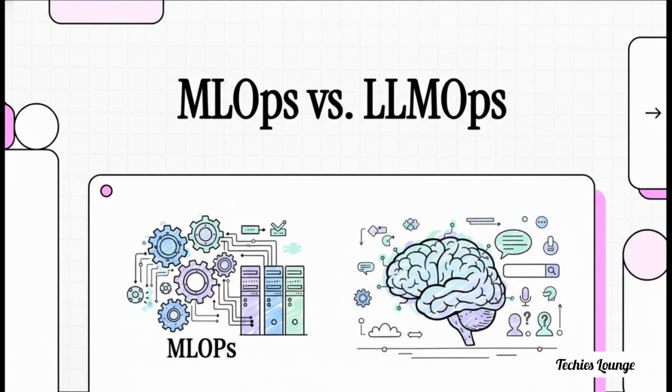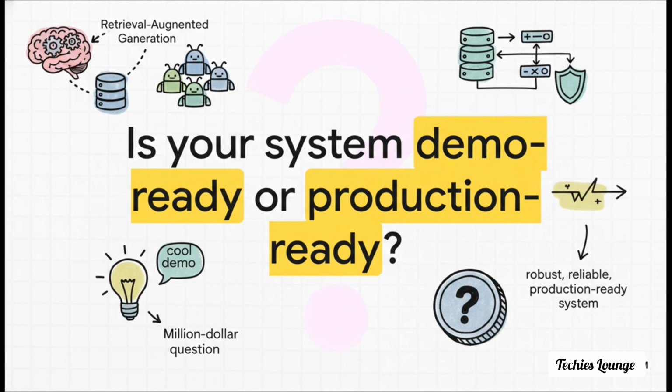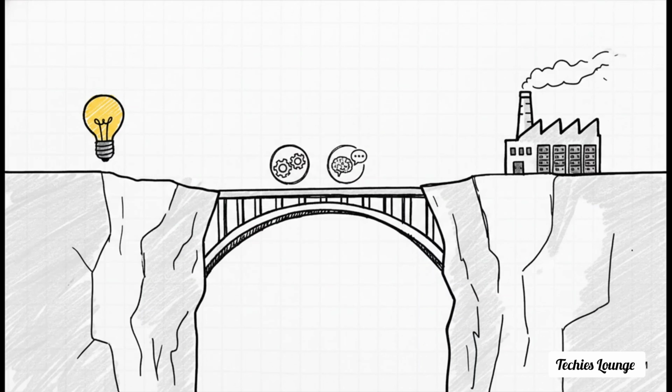Let's get into it. Okay, you're working with RAG, you're building these incredible AI agents, and you've got something that looks absolutely amazing. But let's be honest, is it just a cool demo, or is it a robust, reliable, production-ready system? That's the million-dollar question, isn't it? The secret to crossing that chasm from that cool demo to a real product, it all comes down to one word, ops. And in the world of AI, there are two critical types you absolutely have to know. The classic, MLOps, and its newer cousin, LLMOps.